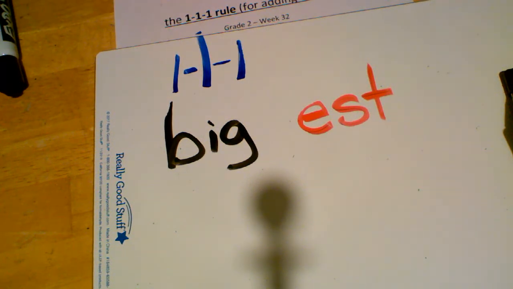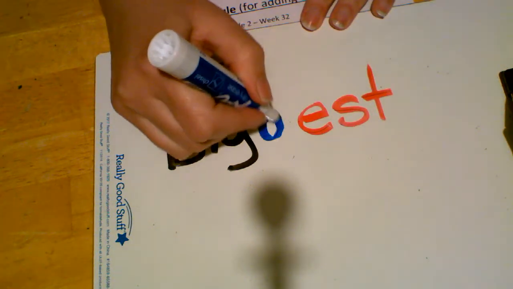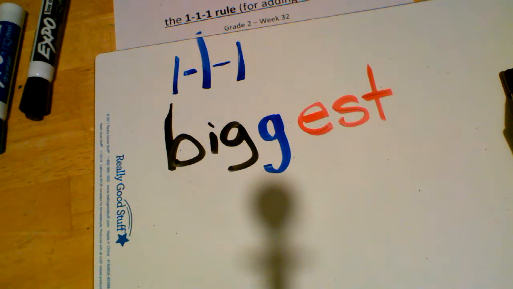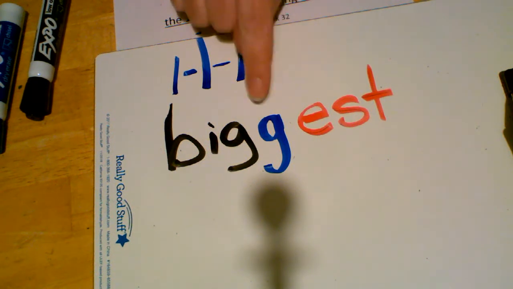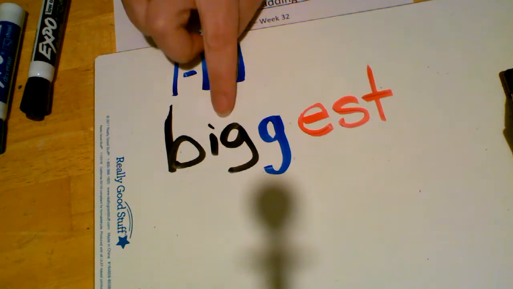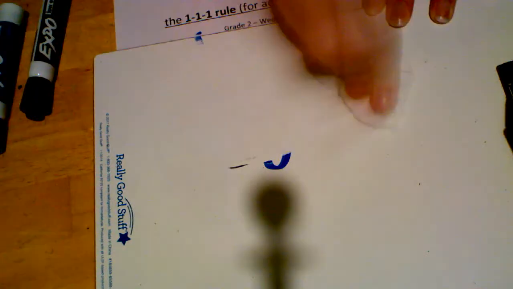So if we have that one-to-one-to-one, what are we going to do to this G? That's right. We're going to add another G. We're going to double the G's. Otherwise, it doesn't say biggest. Yes, I know that usually GE says jest, but in this case, the G's work together after this, so it says big. I know we've talked about that rule before.